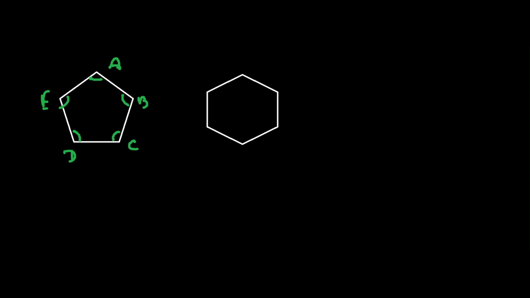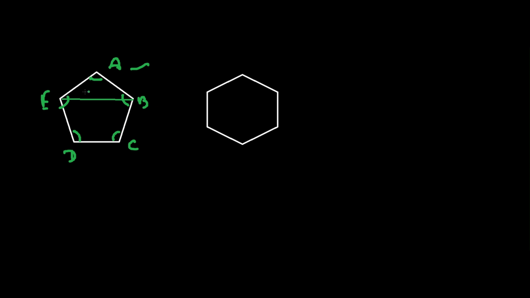If you see carefully, add or join these two non-adjacent vertices. What are non-adjacent vertices? The vertices which are not neighbor to each other. If this is a vertex, let me just point out some non-adjacent vertices here.